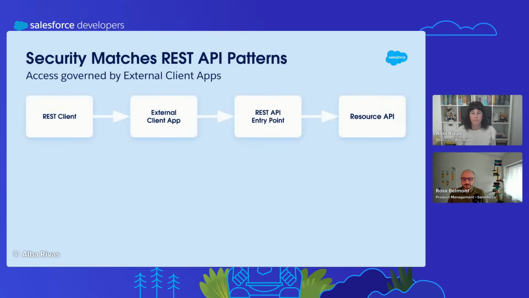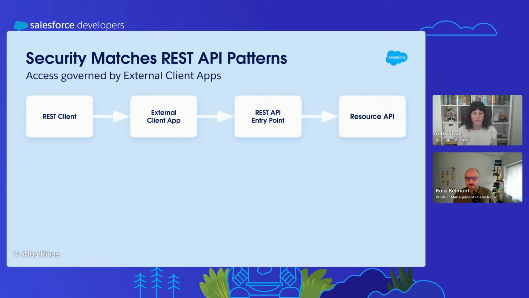So let's keep going. I just want to talk a little bit about security, because security is so important, right? You're used to this pattern when it comes to accessing our APIs. Your REST client that you as a developer are building or using is identified by an external client app, which governs how it accesses the org. And then you make your way to the actual REST API entry point that we manage, on the framework level, before routing to the actual target resource API, whichever one you've chosen. The same basically applies to MCP.